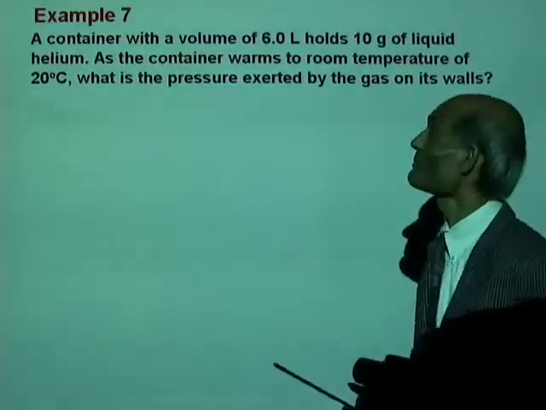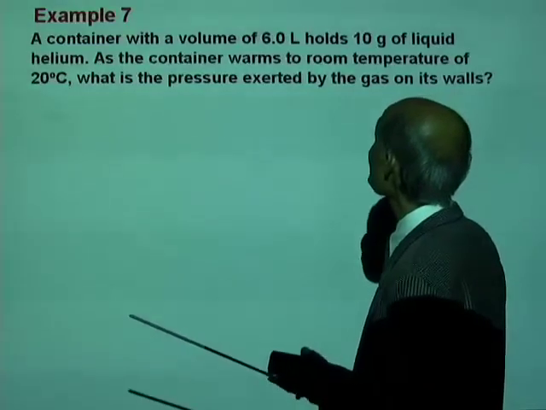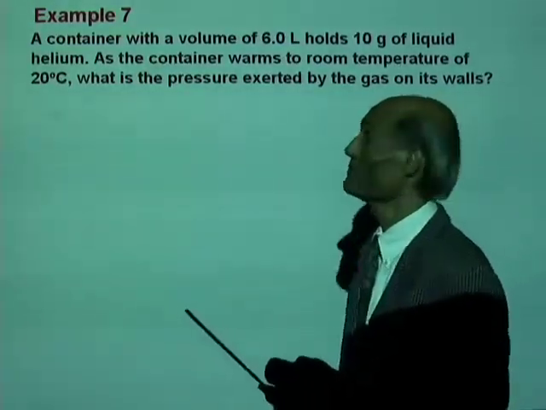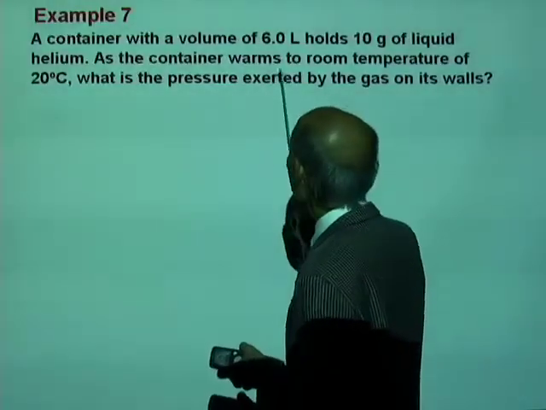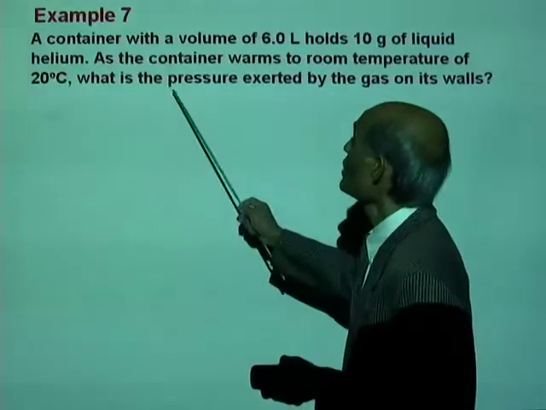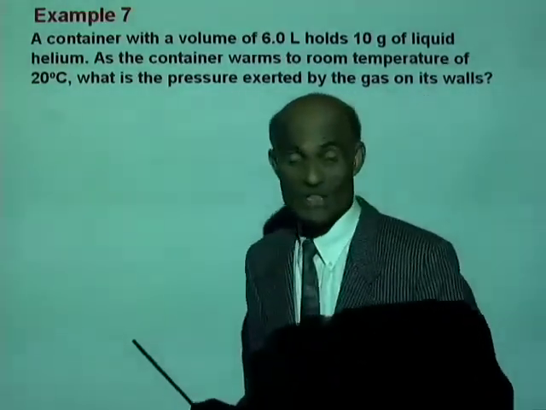Another example. A container with a volume of 6 liters holds 10 grams of liquid helium. As the container warms to room temperature of 20 degrees Celsius, what is the pressure exerted by the gas on its walls?